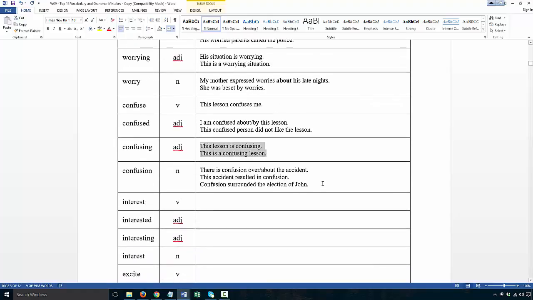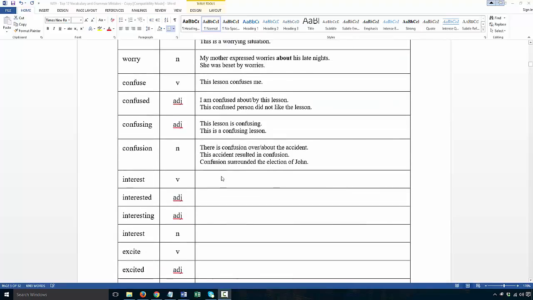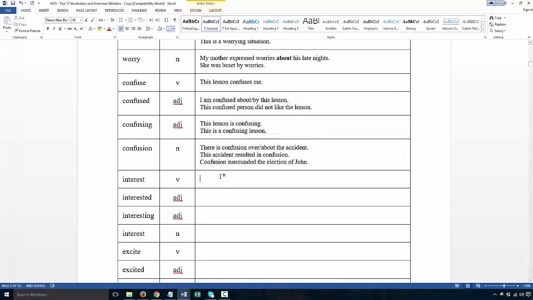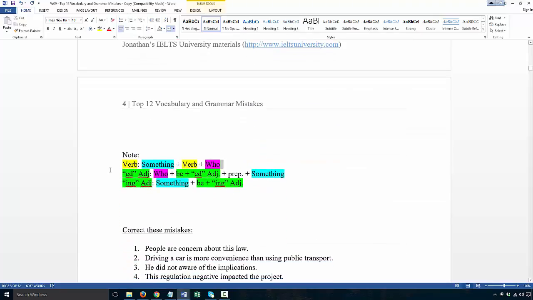But this is the pattern for basically the next two words. All right, let's go to interest now. As I mentioned before, it's going to be the same way you use confuse, and excite is going to be the same way you use confuse. Okay, so a verb, again, this movie interests me. All right, something interests someone, which, as I mentioned before, is this kind of pattern.